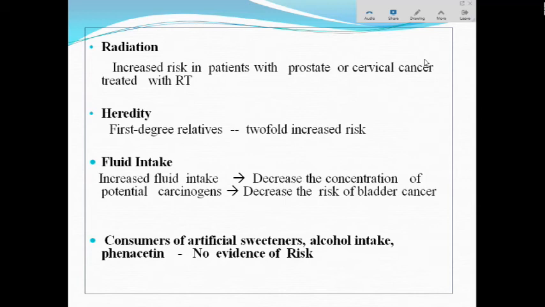So once the patient is having CA bladder, his first degree relatives have a 2-fold risk of developing CA bladder because of hereditary and genetic lineage. Fluid intake: increased fluid intake, decreased concentration of carcinogen, decreased risk of cancer. The more fluid intake, the concentration of the carcinogen in the bladder will be less, so less risk of developing bladder cancer. Alcohol and phenacetin have no evidence of risk.